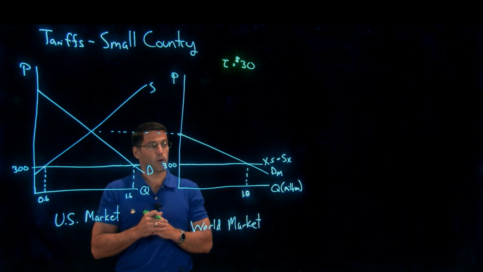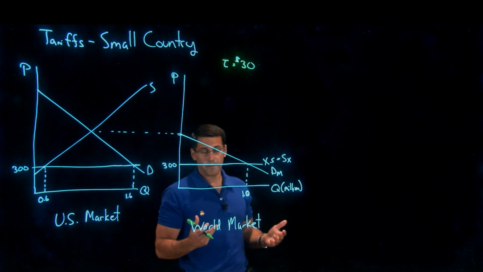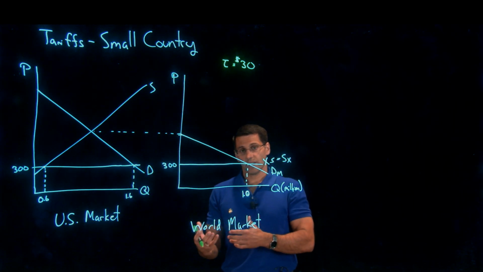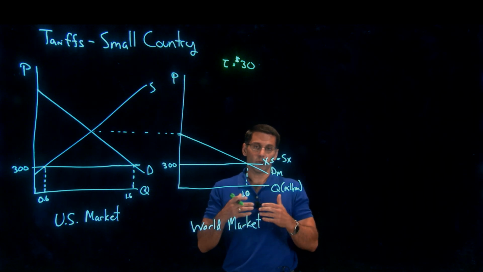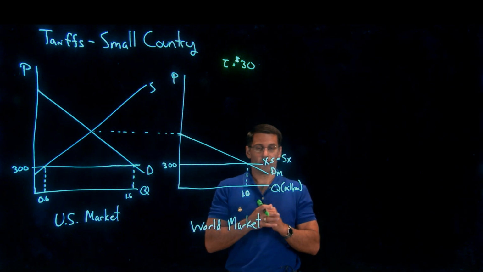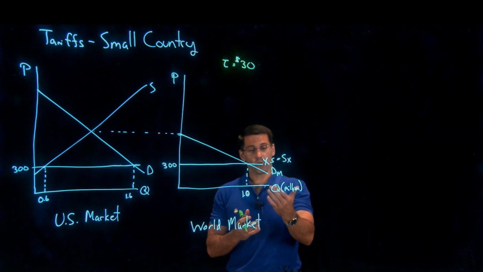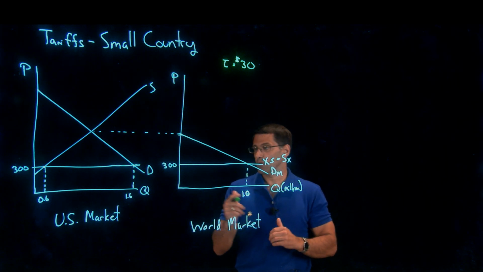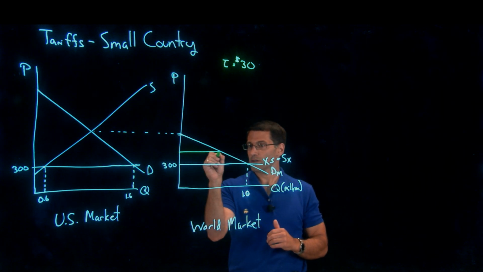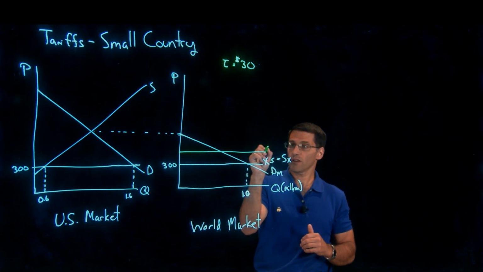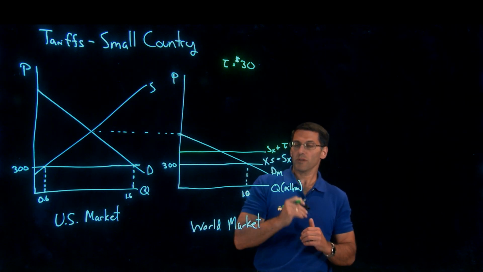So what happens when we impose a $30 tariff? Well, remember, a tariff is just a tax. And hopefully you should have covered tax incidence in your Principles of Microeconomics class. Well, what happens when you place a tax, say, on the sellers? That shifts the supply curve up by the amount of the tax. In other words, our export supply curve will simply shift up by $30. And it's still going to be a horizontal line. So this is the export supply curve plus the tariff.